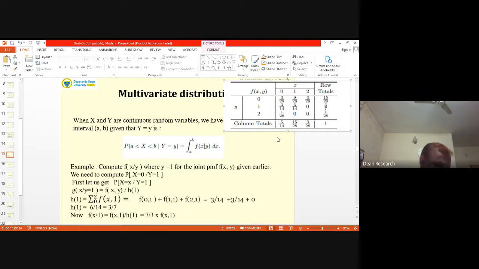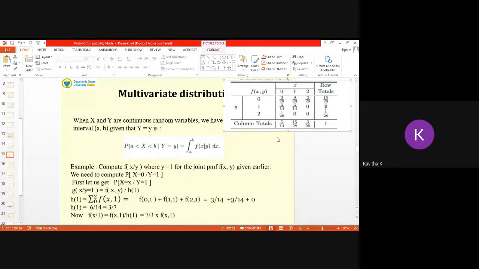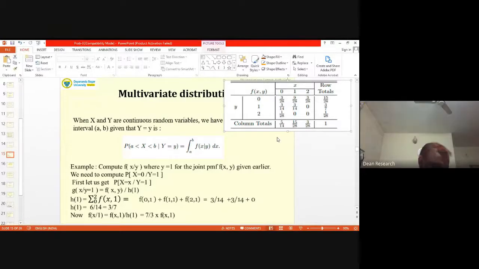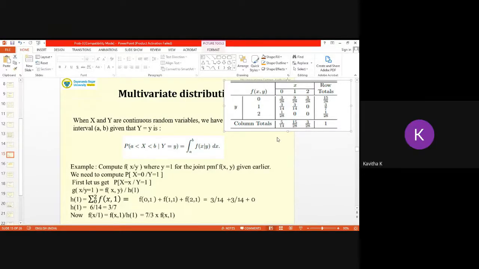Everybody is clear about that? Nobody is missing words. f of x comma y, according to the formula, is f of x comma y by h of 1. So x comma 1 means x is unknown, so we have to keep it as it is. For h of 1, we will substitute 3 by 7 in the denominator, which becomes the reciprocal, 7 by 3, into f of x comma 1, where x can take any value as per the question.